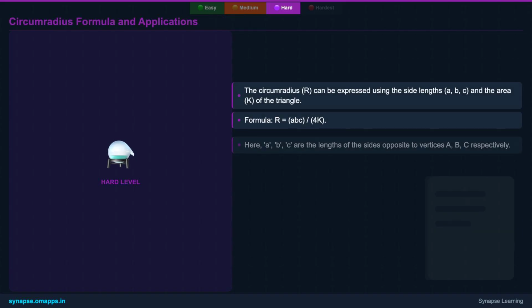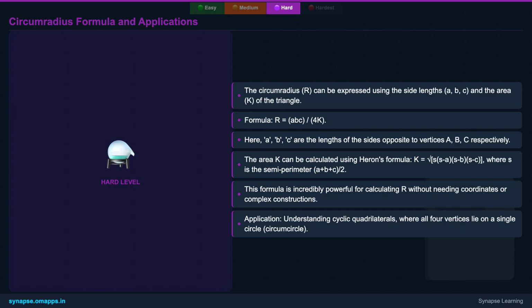Beyond construction, there's a powerful formula to calculate the circumradius, R, using the triangle's side lengths and its area. The formula is R = abc/4K, where a, b, c are the lengths of the sides opposite to vertices A, B, C respectively, and K represents the area of the triangle. You can find the area, K, using Heron's formula if you know the side lengths. This formula is incredibly useful as it allows us to calculate R without needing coordinates or complex geometric constructions, making it a cornerstone in problem solving.